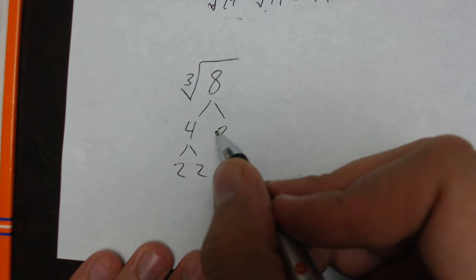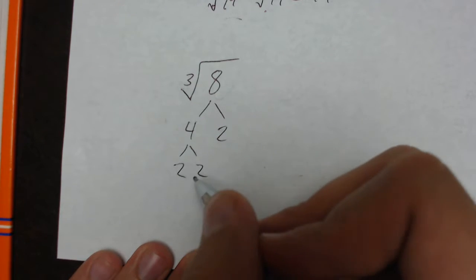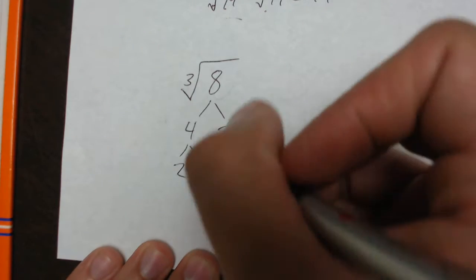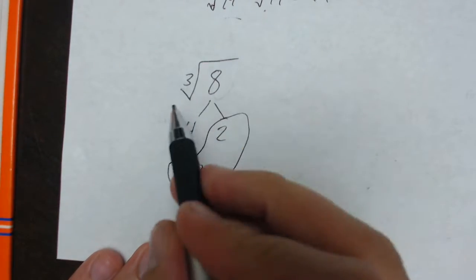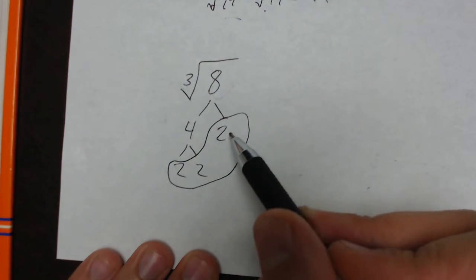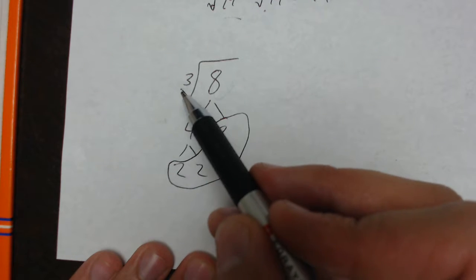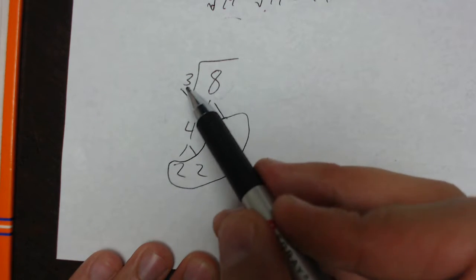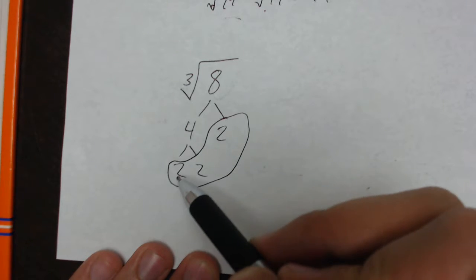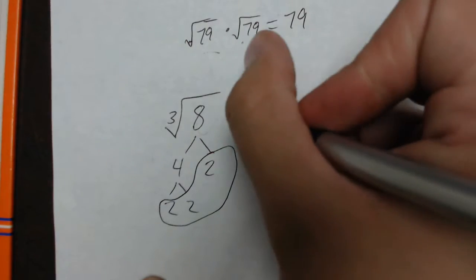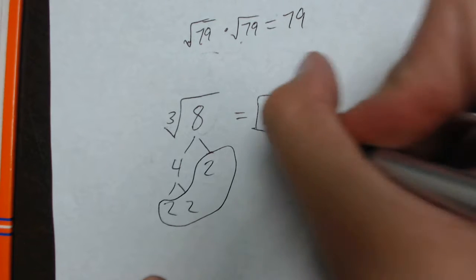Once I get a group of 3 numbers, I know that 2 times 2 times 2 is going to equal 8. So one way to think of it is the number in the crook is the group size you're looking for when you factor. So if I'm trying to find the cube root of 8, I just have to factor until I get 3 of the same number. Once I get 3 of the same number, that can become a whole number.